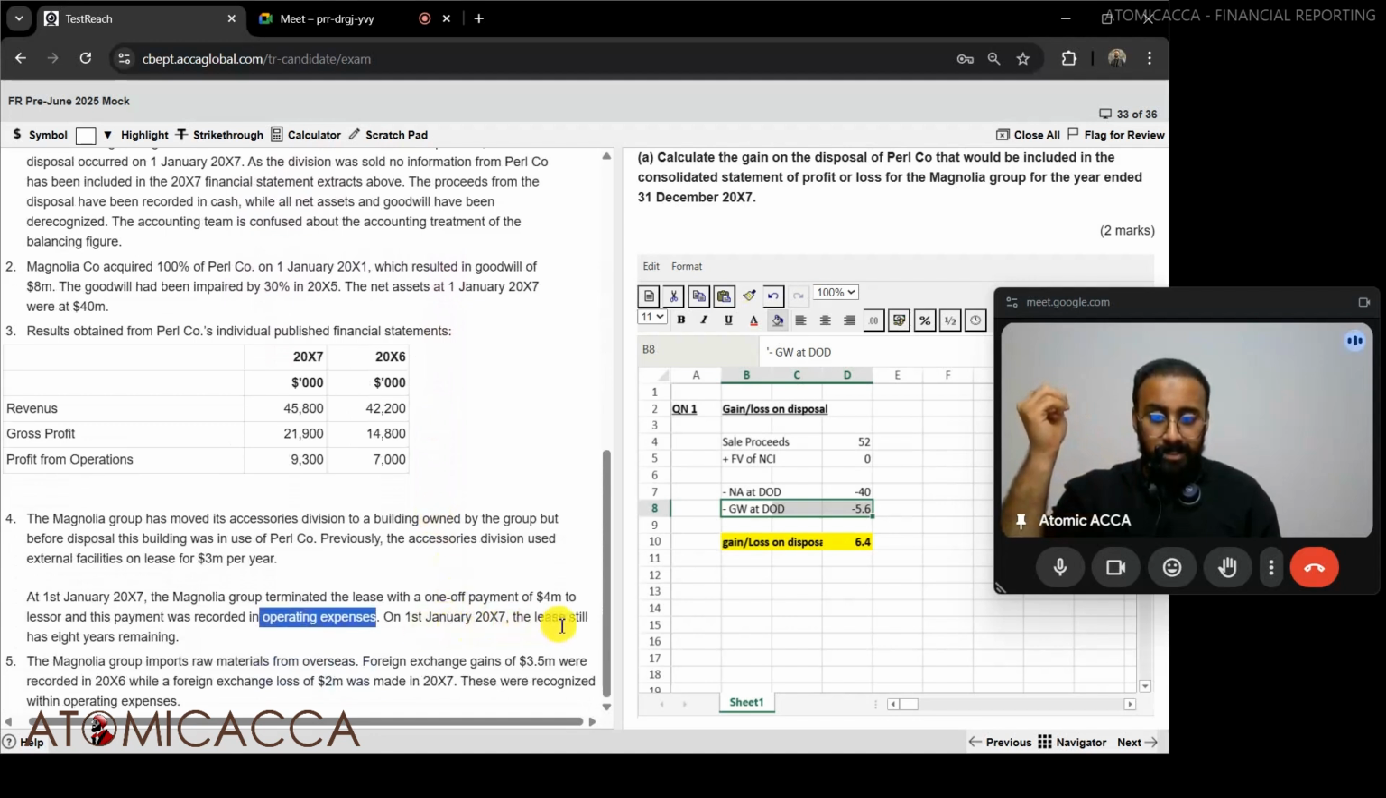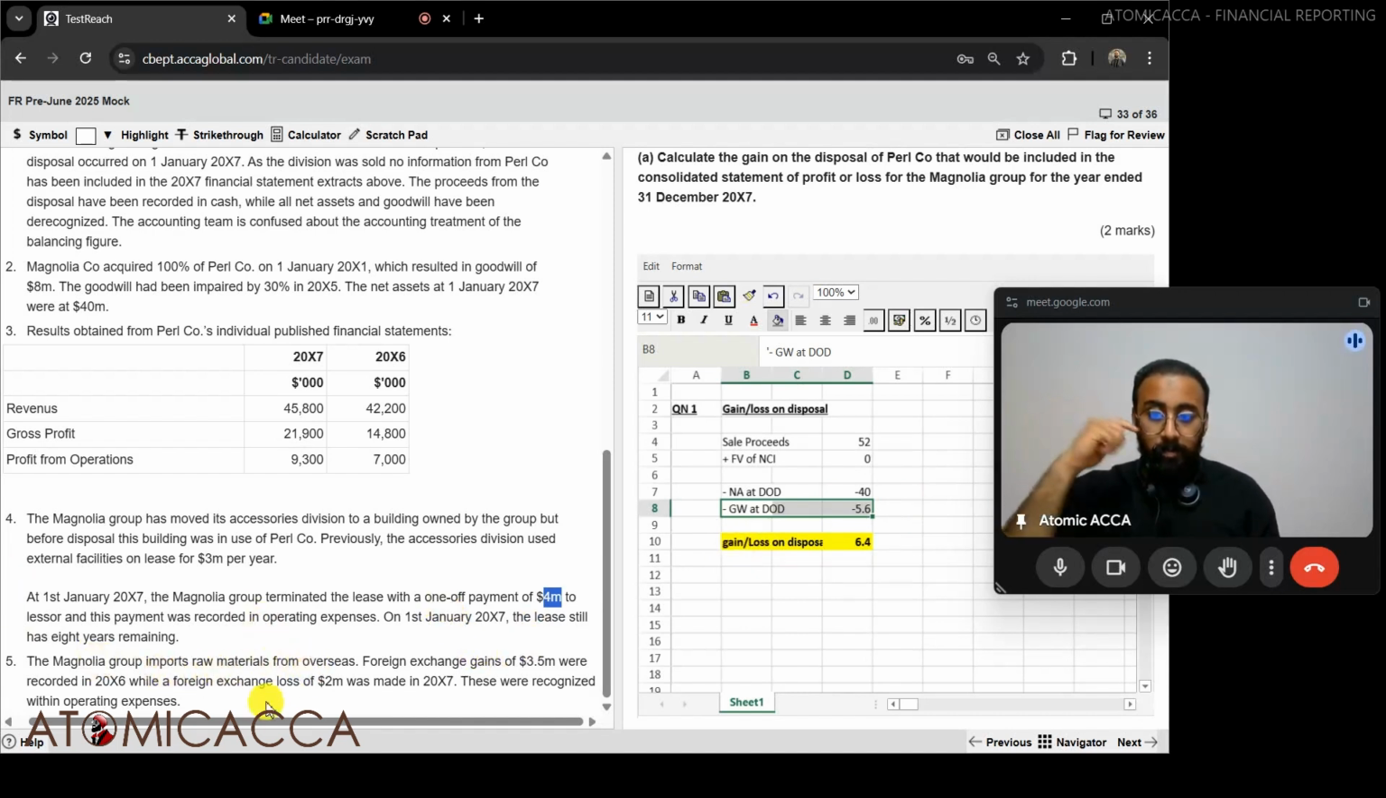Then on 1st Jan X7, the lease still has 8 years remaining. So when 8 years were remaining, where the annual lease rental is 3 million, you would possibly have to pay 3 into 8, 24 million if you were continuing with the lease, but you decided to pay 4 million immediately and exit from the lease. So collectively, if you look on a long term basis, the company made a good economic decision. They saved a lot of money.